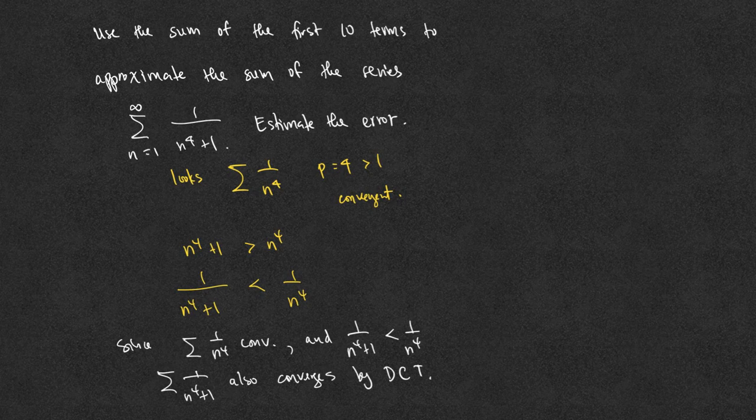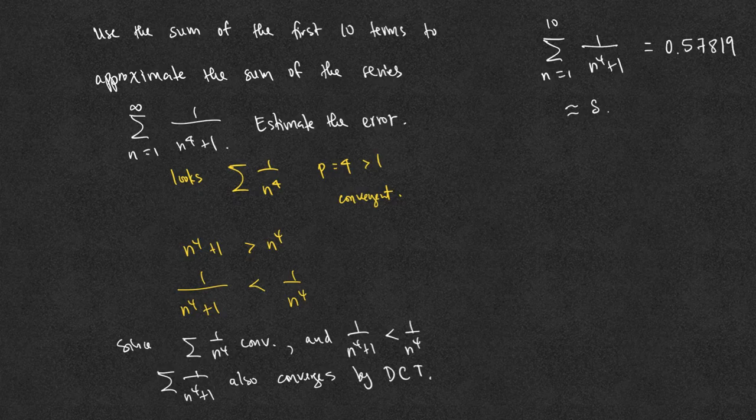Using the first 10 terms only, n going from 1 to 10, of 1 over n to the fourth plus 1, we approximate using a calculator that this is 0.57819, and this will approximate the sum of this convergent series.